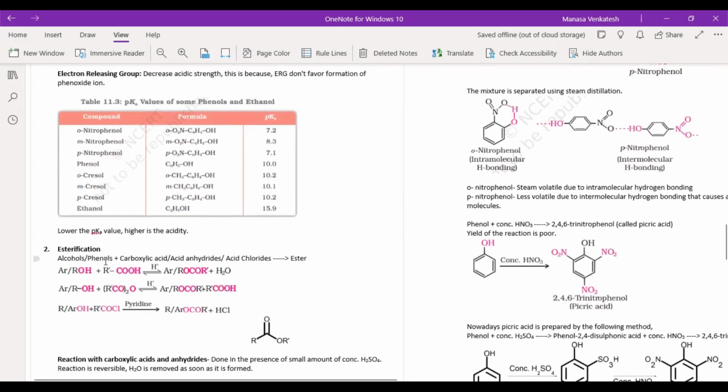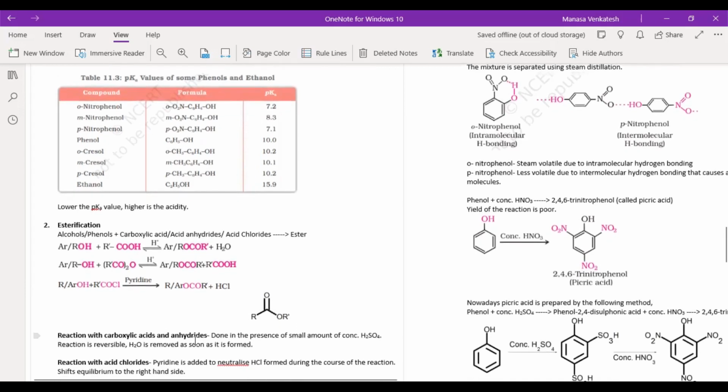Next, let's study the esterification reaction. Alcohols or phenols, when they react with carboxylic acid, lead to the formation of ester. Now, this can be in the presence of carboxylic acid, acid anhydrides, or acid chlorides. The second is the acid anhydride, and the third reaction is an acid chloride. So this is an ester, RCOOR dash.